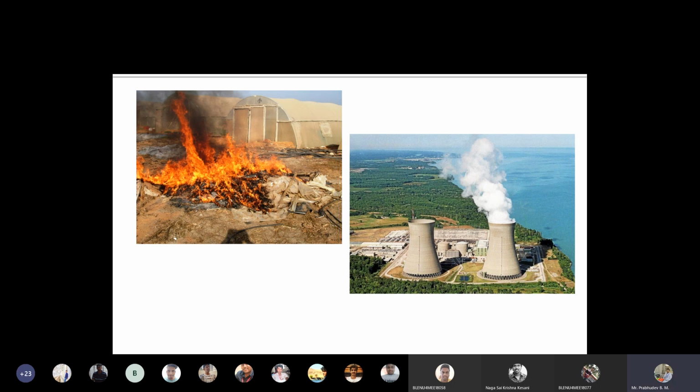1 kg of uranium-235 can give energy which is the same as 4,500 tons of coal. Just imagine 4,500 tons of coal. Whatever quantity of energy is produced from that, the same quantity can be produced with just 1 kg of uranium. So that much potential it has. But the problem is disposal.